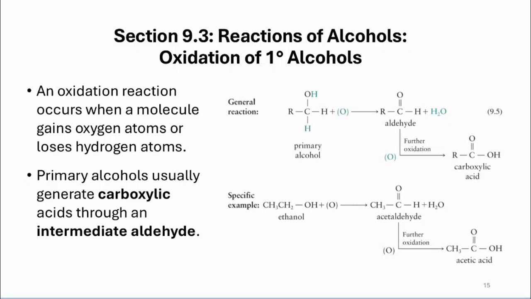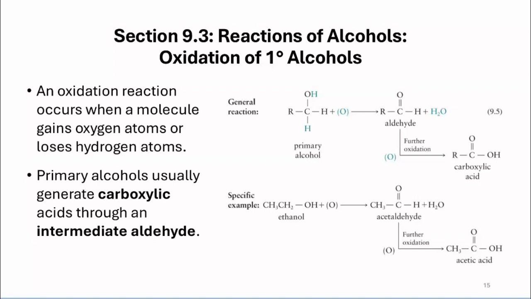Continuing with the reactions of alcohols, now we are going to look at oxidations of primary alcohols. In an oxidation reaction in chemistry, specifically organic chemistry, our molecule is going to gain oxygen atoms or is going to lose hydrogen atoms. Whenever oxidation occurs in a primary alcohol, understand that it can yield an aldehyde or it can yield a carboxylic acid.